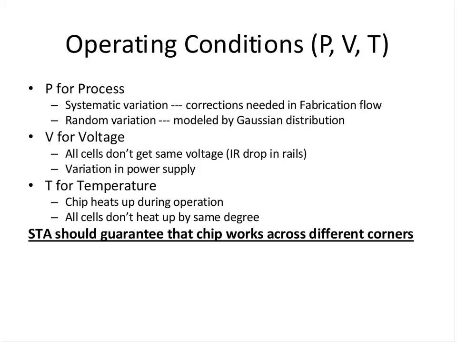STA should guarantee that the chip works across different corners, right? This is called corner based STA. In today's world we do corner based STA, but there is also something called statistical STA which is gaining importance, just because all such variations can be captured in a statistical way. Now as technology shrinks, the number of corners is increasing. We will not talk in detail about this in this lecture. I will probably present one more session on variation, where we will see in what manner the variation is affecting the STA power.